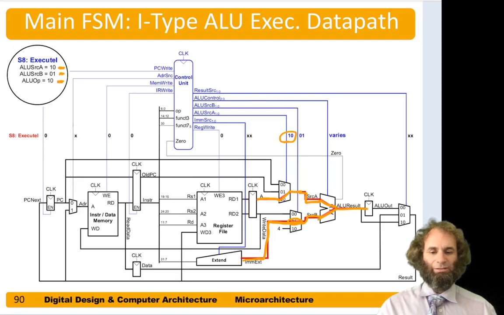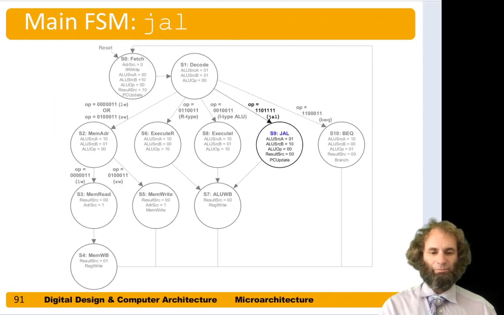And now everything else is the same. So once we've finished that execute immediate stage, then we can go to the regular ALU write back and do the same as when we were executing an R-type instruction. So now we've handled add I, but also and I, or I, etc., all the immediate ALU instructions. And the difference was just ALU source B in the execute state.